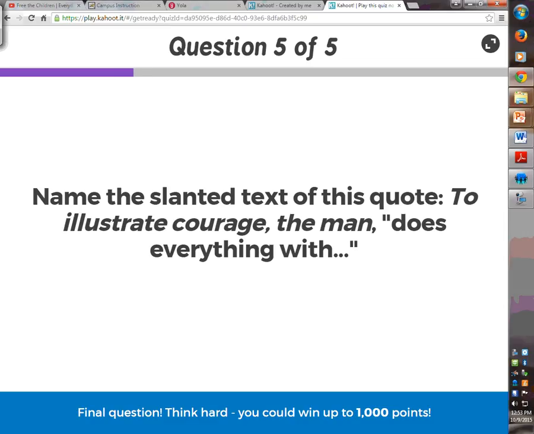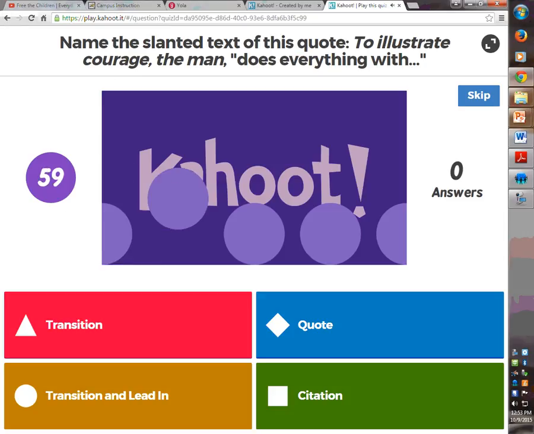Name the slanted text of this quote. To illustrate courage, the men does everything with. Is that the transition and leading, the quote, or the citation?